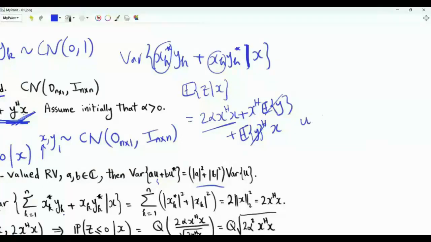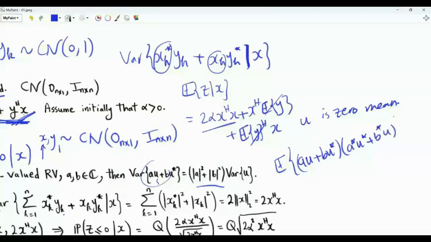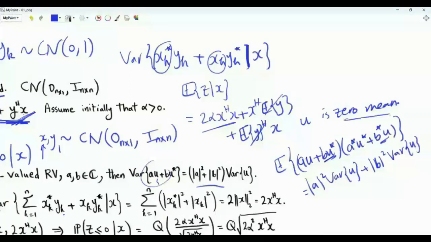So for simplicity, assume that u is zero mean. The variance is the expectation of au plus b u conjugate times the complex conjugate, a conjugate u conjugate plus b conjugate u. Now we have four terms. We have the magnitude of a squared, a is a constant, and then we have the expectation of u times u conjugate. That's the variance of u. And if we take these two terms, we will get the magnitude of b squared, and then we have, again, the variance of u.